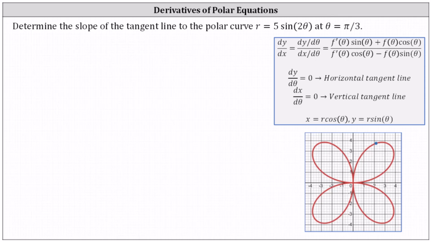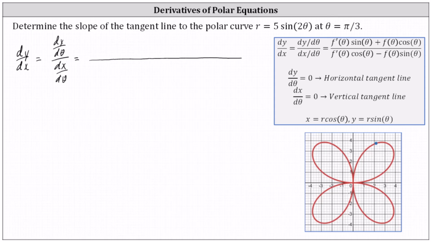dy/d theta equals f prime of theta times sine theta plus f of theta times cosine theta, and dx/d theta equals f prime of theta times cosine theta minus f of theta times sine theta. F of theta equals r, which in our case is 5 sine 2 theta.